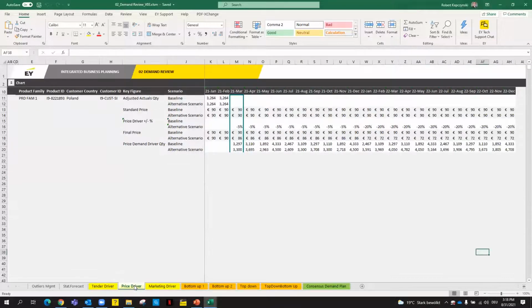The other type of drivers could be related to the price. So as part of the statistical forecasting engine in SAP IBP, you have an algorithm called the multilinear regression model. And the multilinear regression model can be used to plan the dependency between certain variables. So in this case, what we plan is the impact of the price change on the volume.